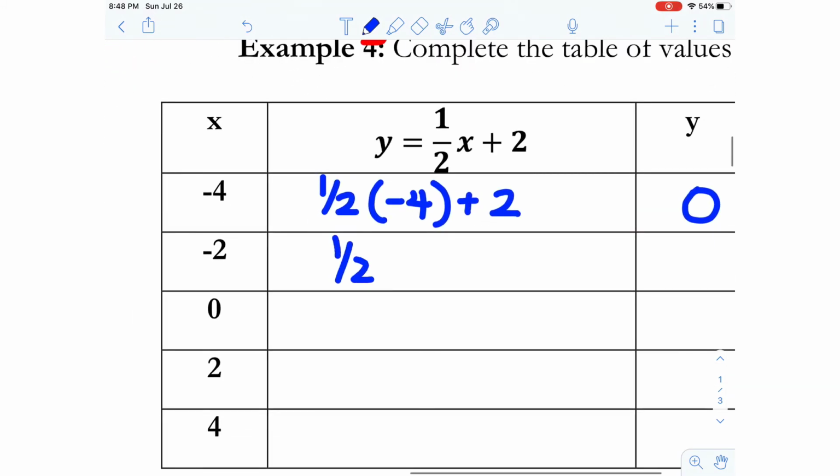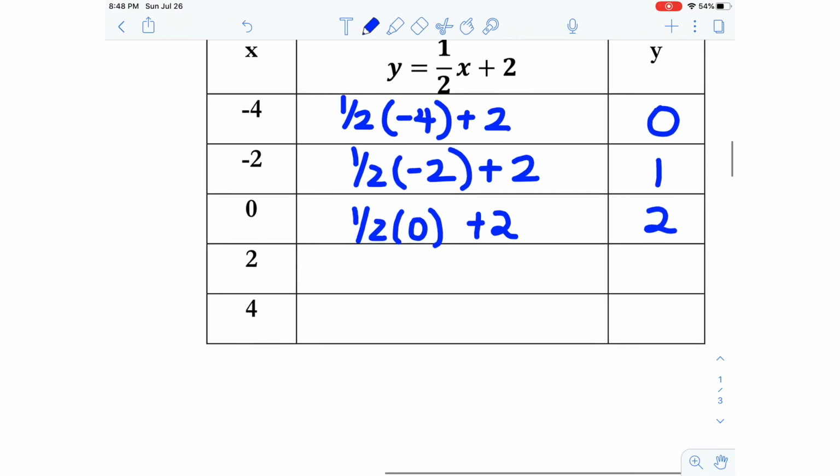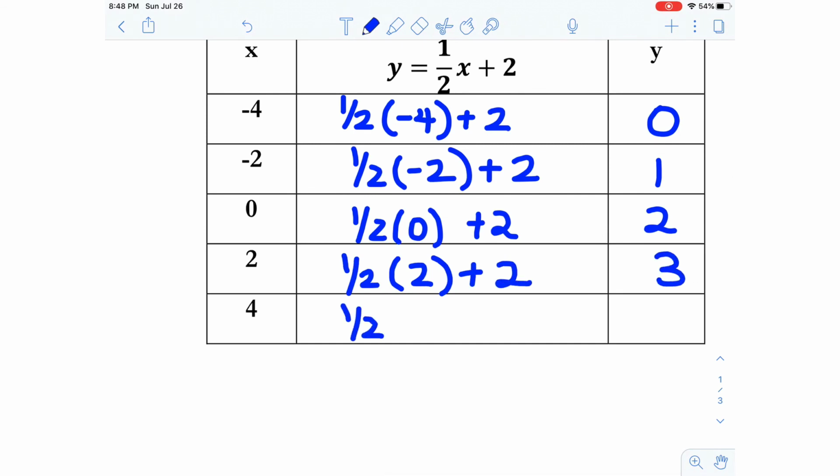What's half of -2? That's -1. -1 plus 2 is 1. Half of 0 is 0, plus 2 is 2. Half of 2 is 1. 1 plus 2 is 3. And half of 4 is 2. Plus 2 is 4.